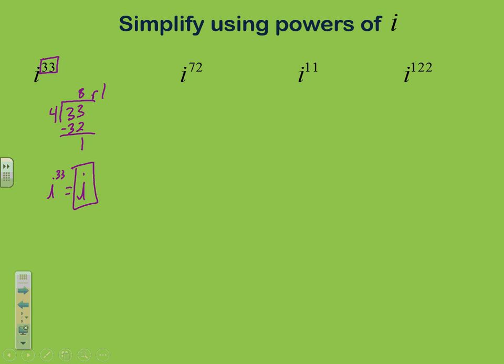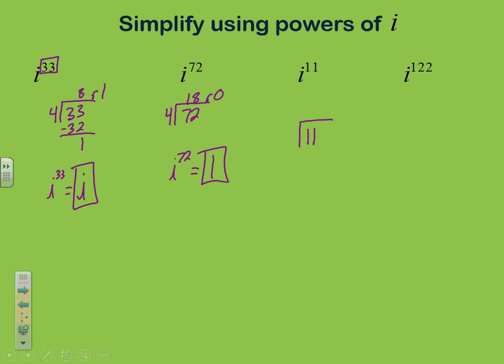And so 72, if I divide that by 4, well, 4 goes into 72 18 times with no remainder. So that means i to the 72nd power is really just 1. That's what it would simplify down to equal. And I think you kind of get the hang of what we're doing here.